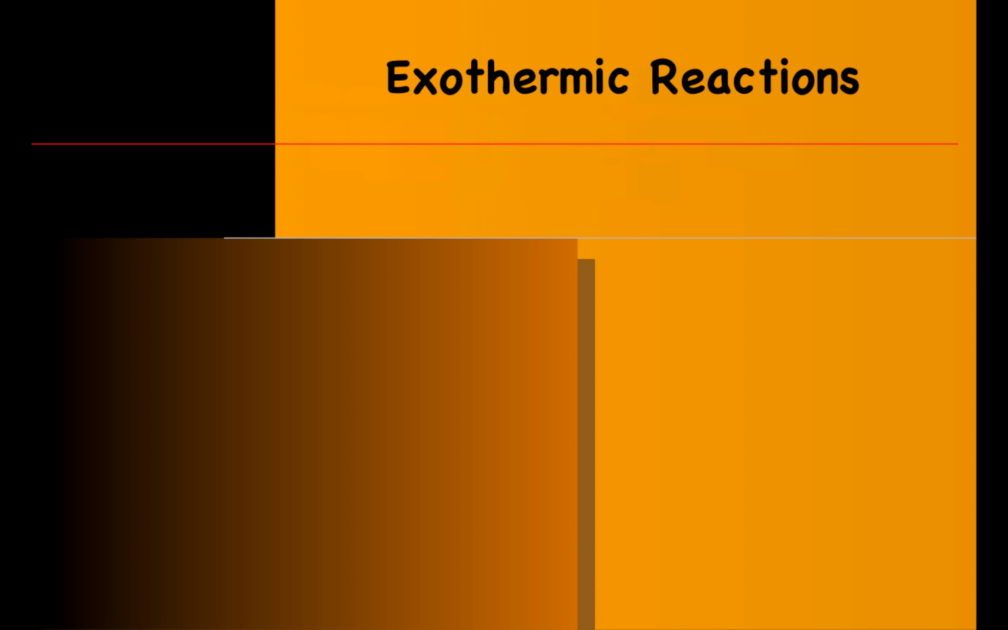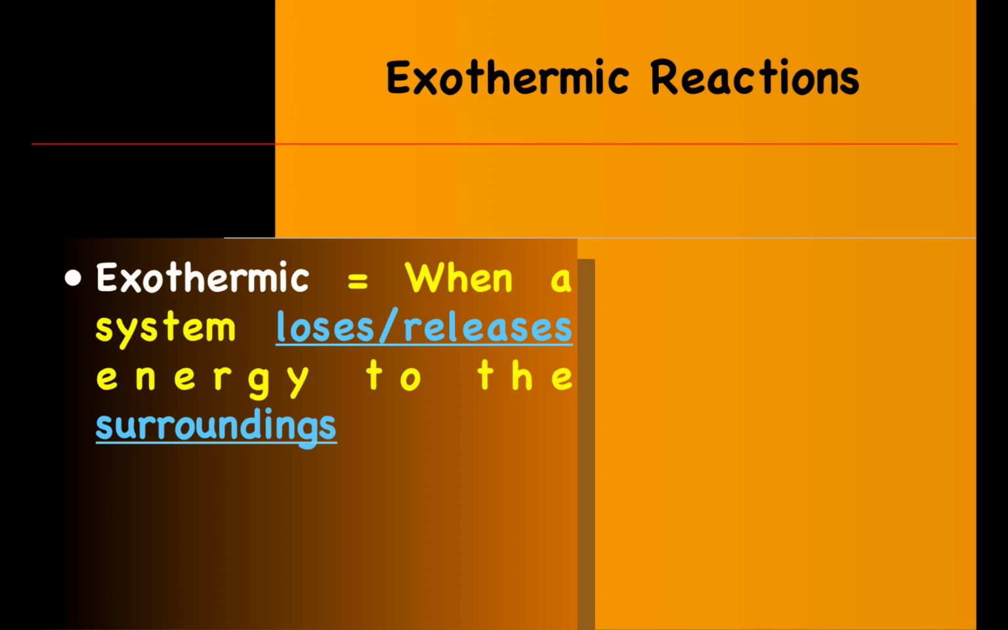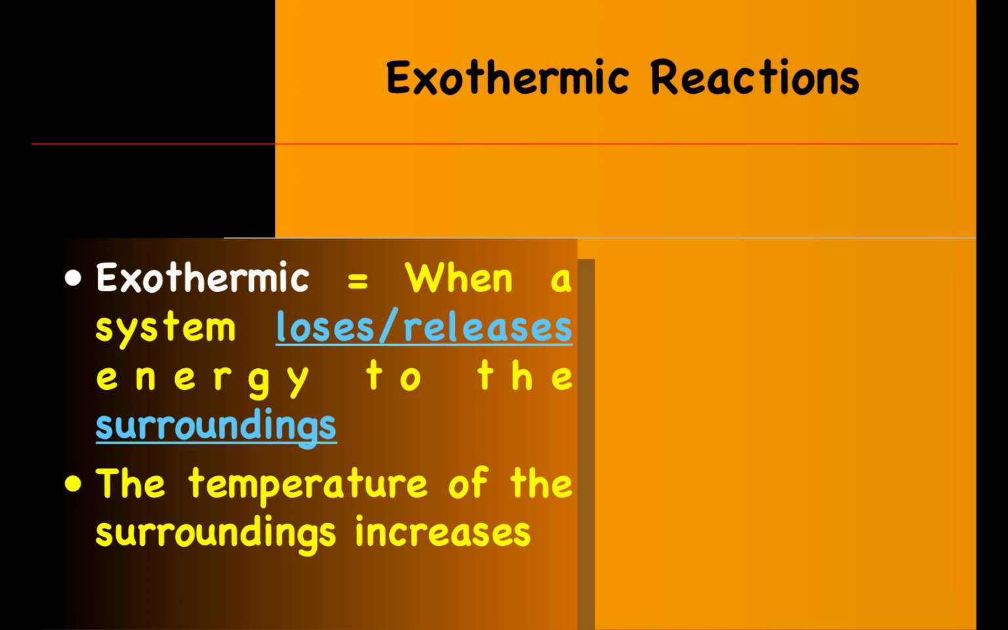Let's now consider an exothermic reaction. An exothermic reaction is one in which the system loses or releases energy to the surroundings. When the energy is lost to the surroundings, the temperature of the surroundings increases. We say that the delta H, the heat of reaction of an exothermic reaction, is negative.